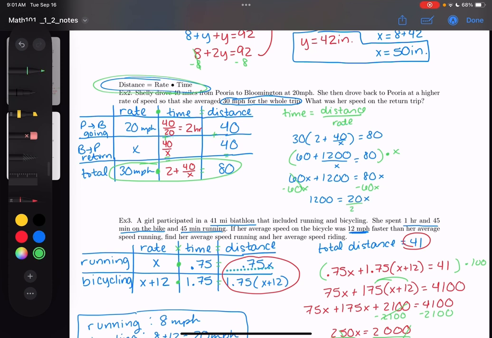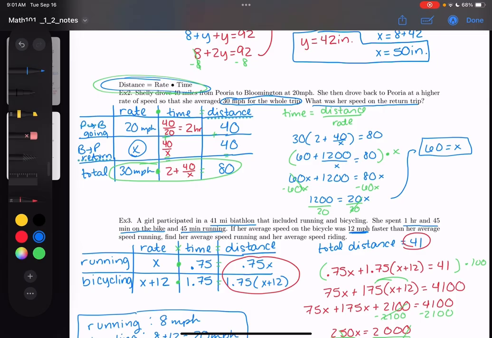And then I can divide by 20, which gives me 60 equals x. And that is all we were looking for, because it said, what is the speed on her return trip? And that's just x. So we were just looking for x for this one. So I'll just box that in.